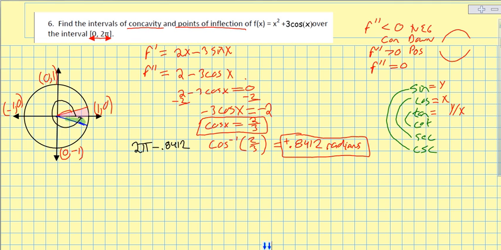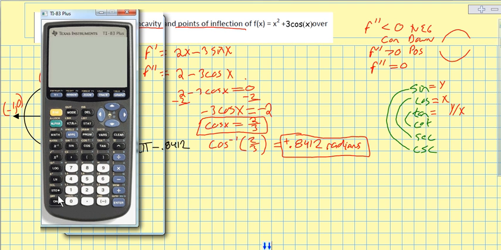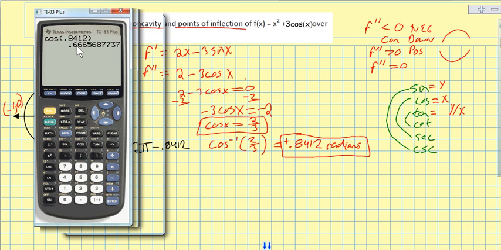So let's check this with the calculator. So we know that the cosine of 0.8412 is equal to 0.666, right? So it stands to reason that the cosine of 2 pi minus 0.8412 should equal the same thing. Come on, calculator, work with me.